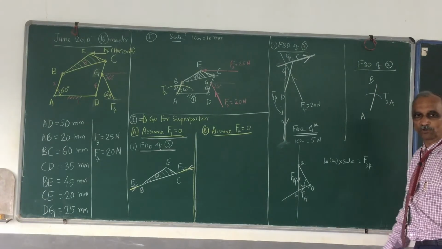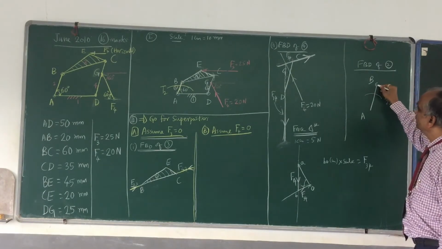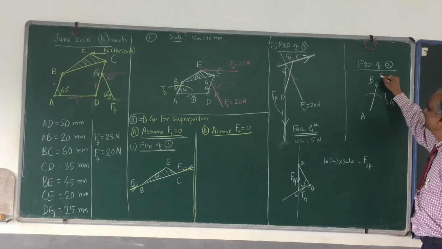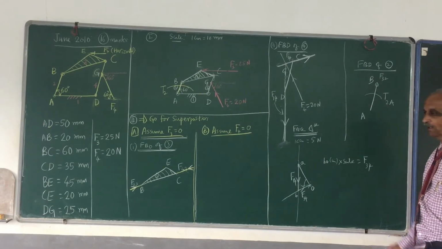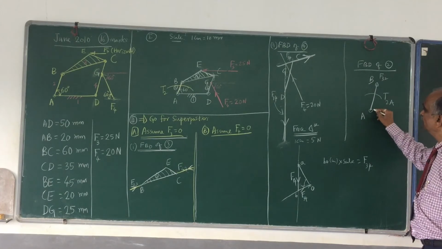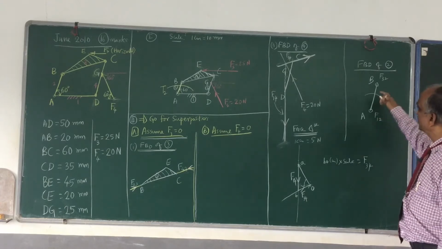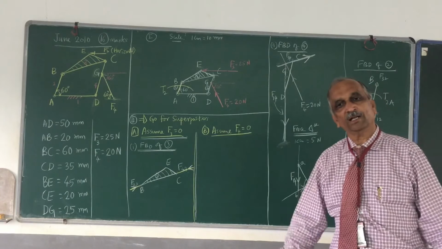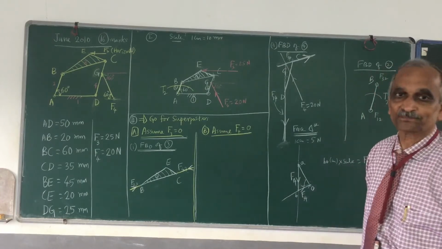At B, you have a force. What is that force? The force from 3 acting on 2. What is the name of that force? F32. And at A, what do you have? You have a force, what do you call? F12. So, I have two forces and a torque. The two forces must be equal, opposite and parallel.